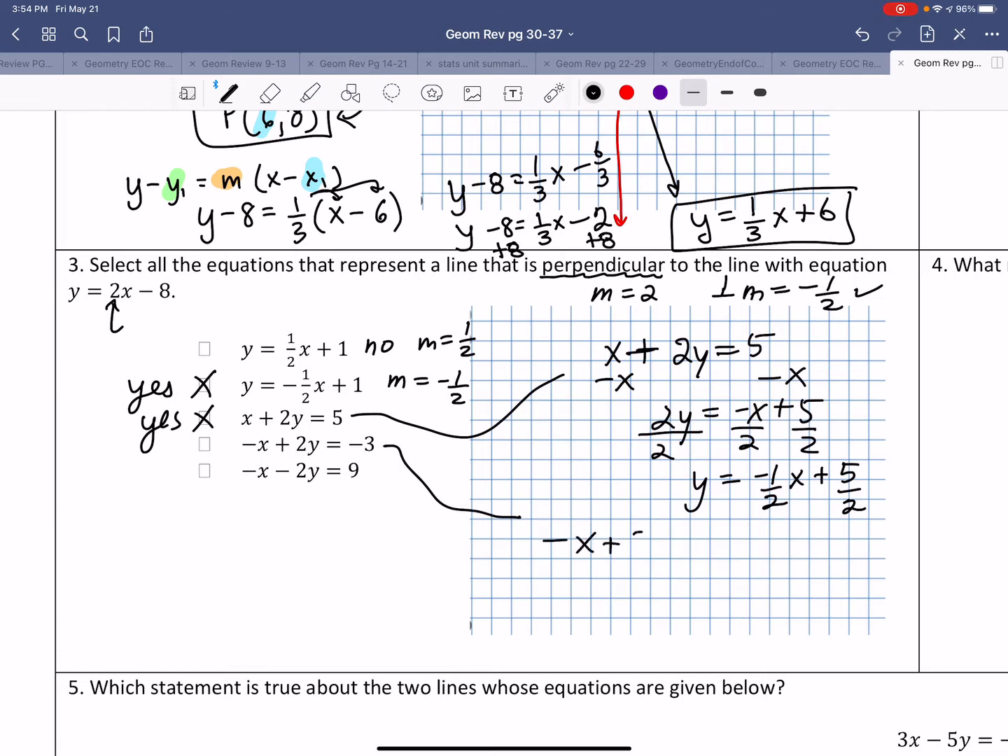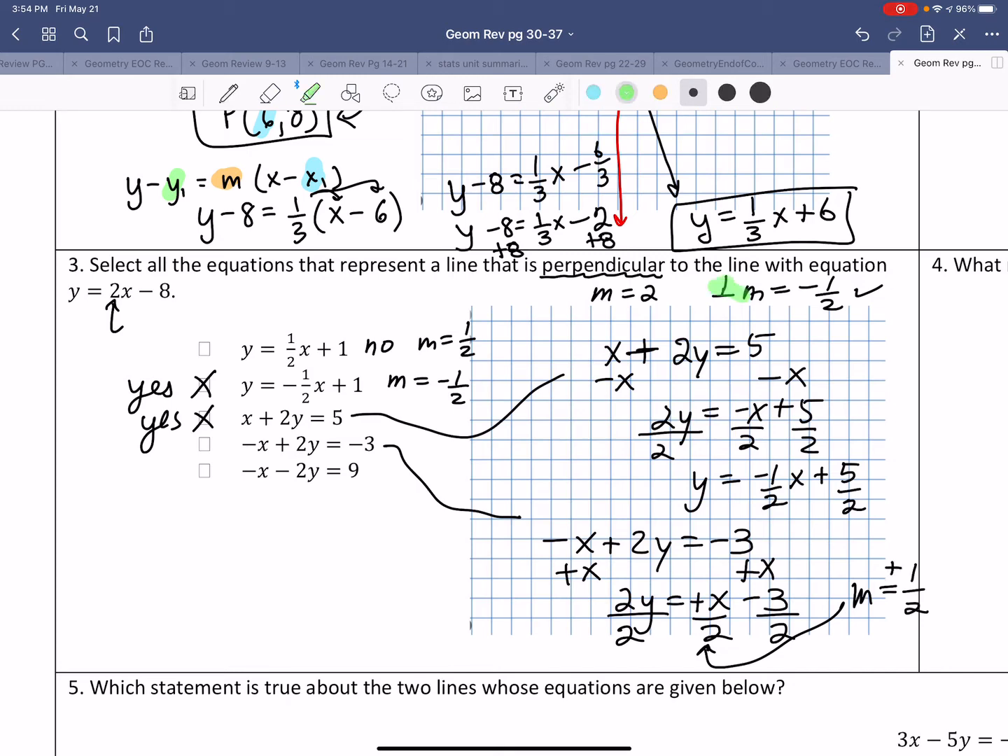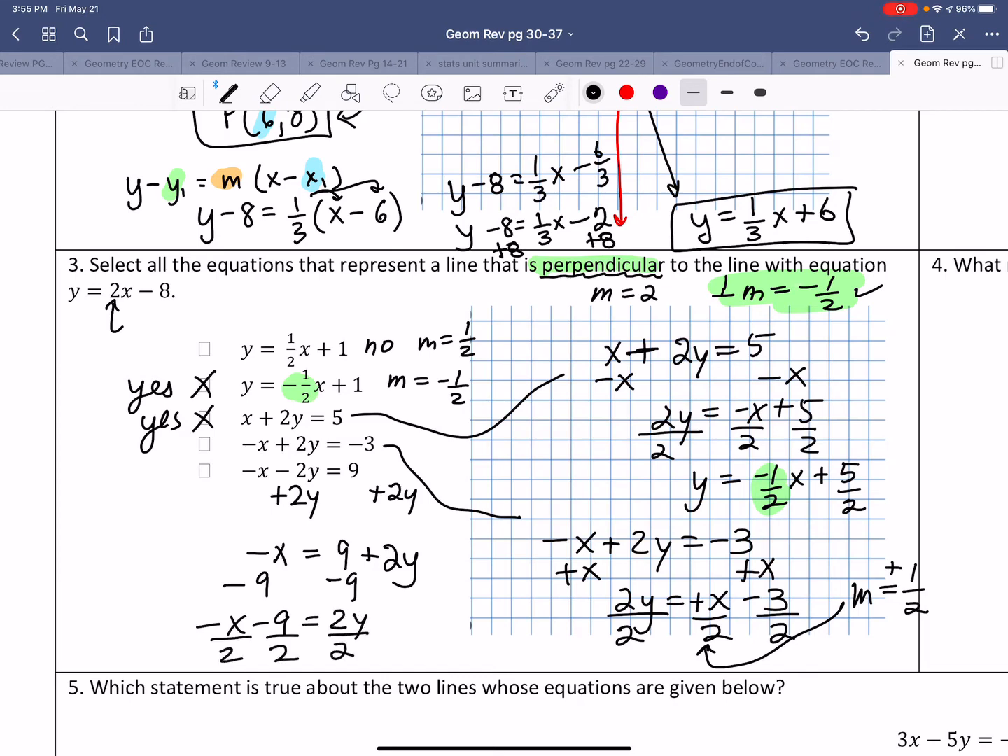Reworking this, adding x to both sides, you get 2y equals x minus 3. So this is looking like it's not going to work because I have a slope of a positive 1/2. And I need a slope of negative 1/2 to be perpendicular because I have to have opposite reciprocals. Okay, last one. If I rework this, add 2y on both sides, I get 2y, subtract 9, divide by 2, divide by 2, divide by 2. Nice. Okay, so I do end up getting a slope of negative 1/2. So that last one's going to be a yes as well.